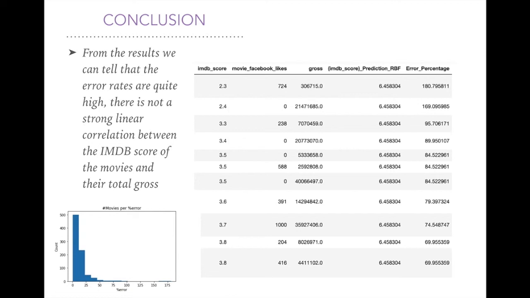After examining the data and training the model, we tried to basically predict the IMDb score from the total box office gross. And you can tell that the results are not as great. The error percentage is quite high, especially in some cases. For example, the top 2.3 score was predicted to be 6.5, which is about 181% error. So we can conclude that again, there's not a lot of correlation between the IMDb score of the movies and their total box office gross.